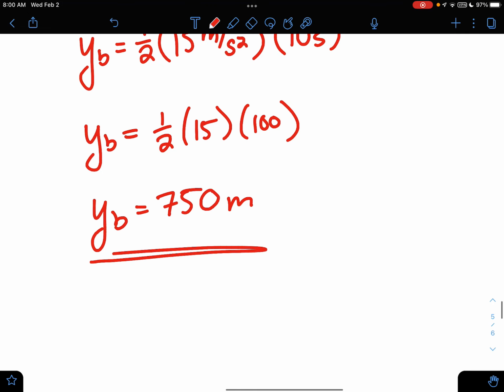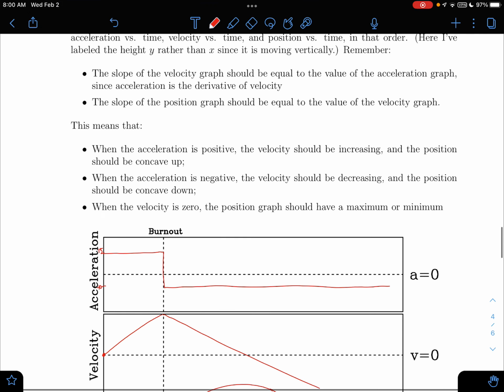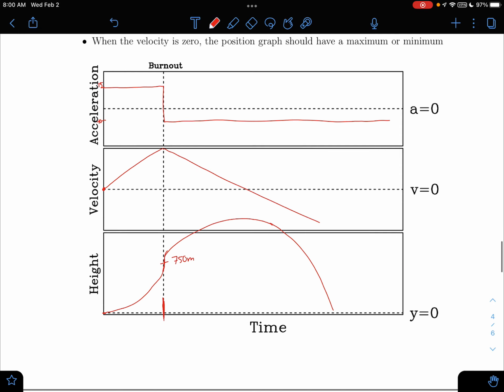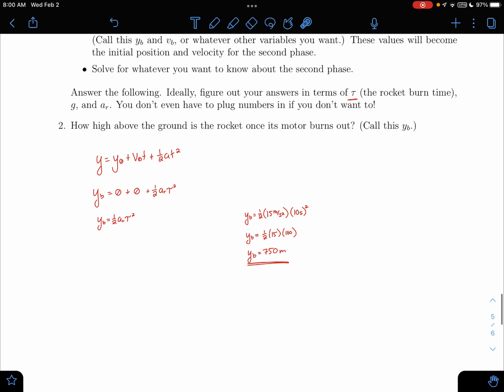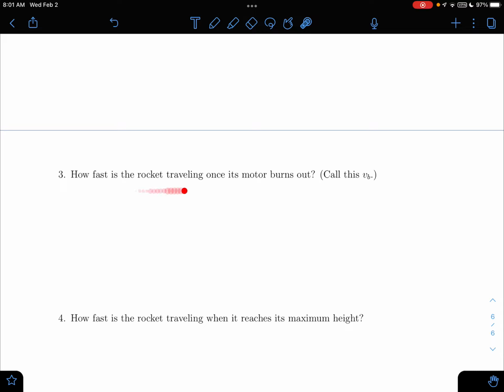Right, so that's our position at the end of when the rocket is launching, right? So that's our position up here, right here. There's our 750 meters. Wonderful, right? There we go. Cool. Got an answer. Lovely, lovely. How fast is the rocket traveling once the motor burns out, right?